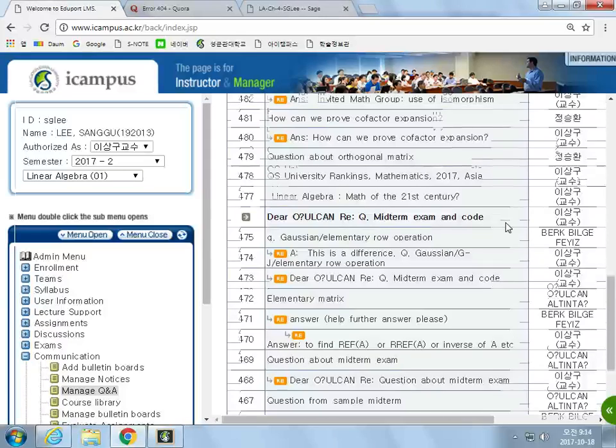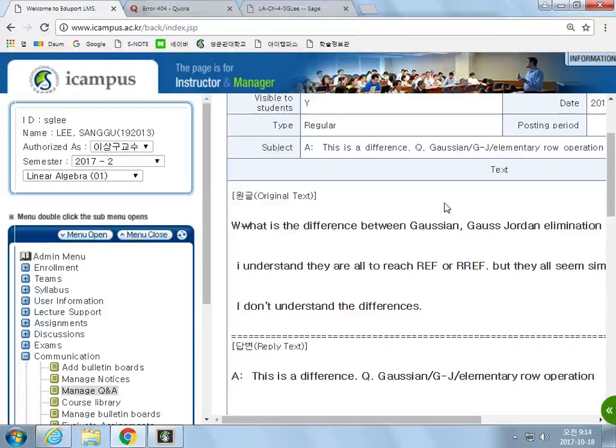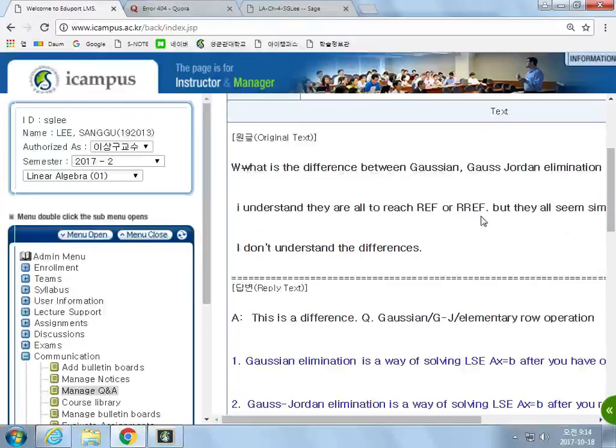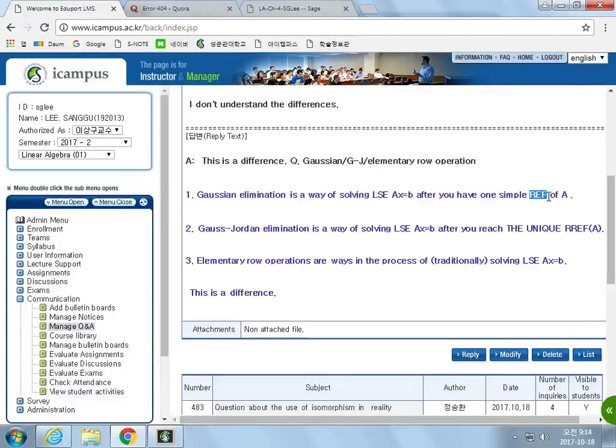And the question on the difference between Gaussian elimination, Gauss-Jordan elimination, and elementary row operations. Here, this is the difference. Gaussian elimination is a way of solving a linear system of equations AX equals B. After you do the Gaussian elimination to find one row echelon form of A, then you have an upper triangular matrix like this. So you can use forward and backward substitution to find all the values of xi's. Okay, that's the Gaussian elimination.